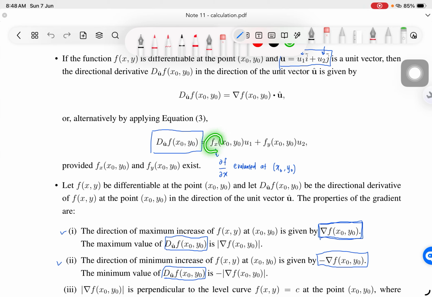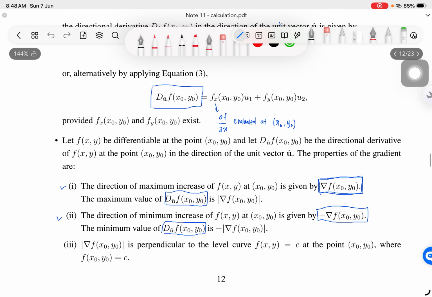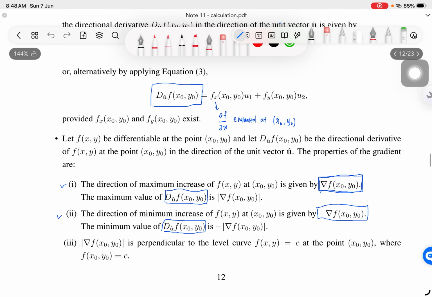So fx here means that you need to differentiate your function f with respect to x, but this one is at x0, y0, so you need to refer to your given point. Alright, you need to refer to your point given. Okay, so for the directional derivative, there are some properties that you need to know.